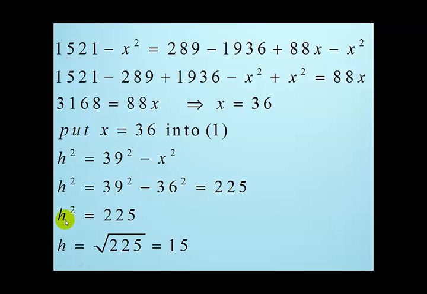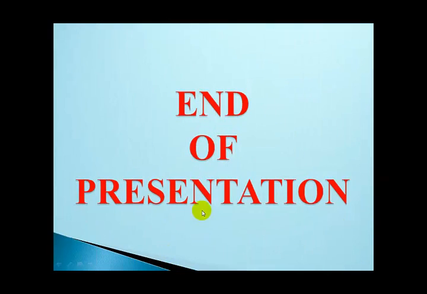Now if h squared is equal to 225 and we are solving for h, we have to take the square root of both sides. Taking the square root of h squared, we have h. When we take the square root of 225, we have 15, because the square root of 225 is equal to 15. That means that the height h is equal to 15. This is the end of our presentation on plane geometry.